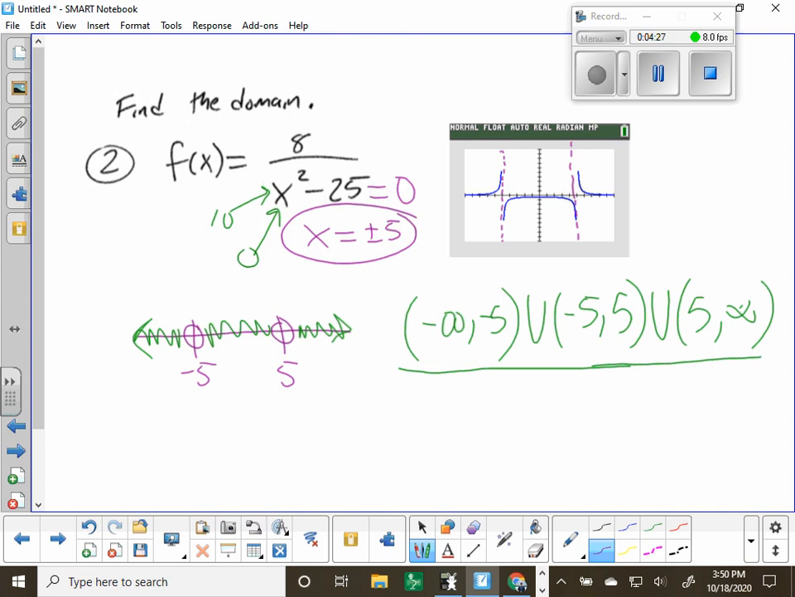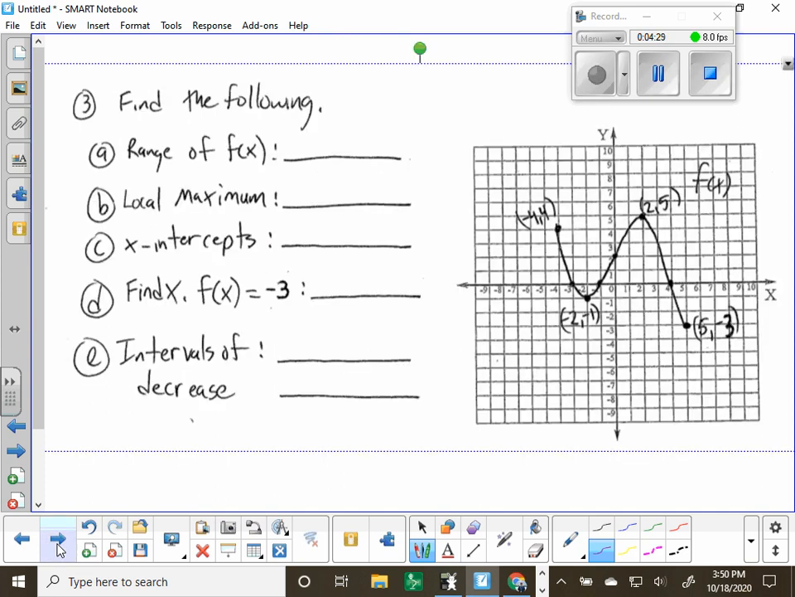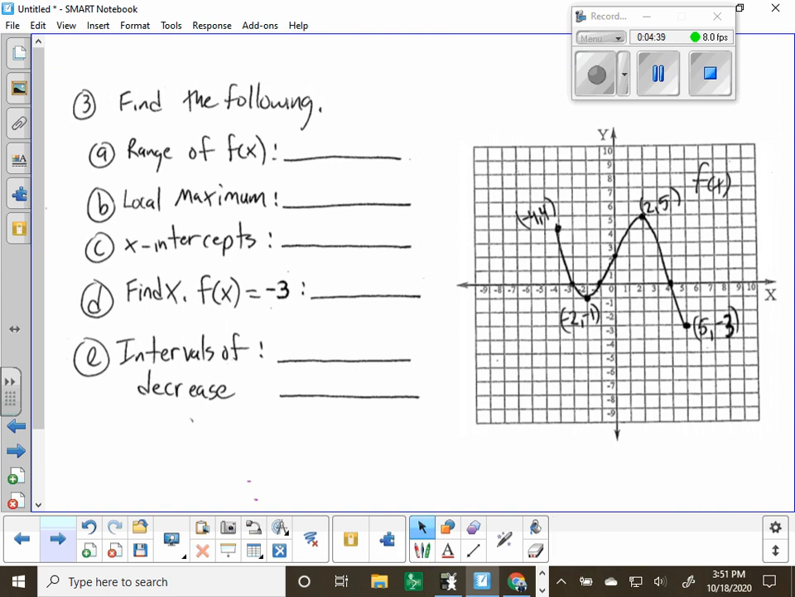All right, number 3. So this one here, we're just filling out the information. What's the range of the function? The range of the function is the y values. So we just list in the y values here. Let's see, y values. The biggest y value is 5.